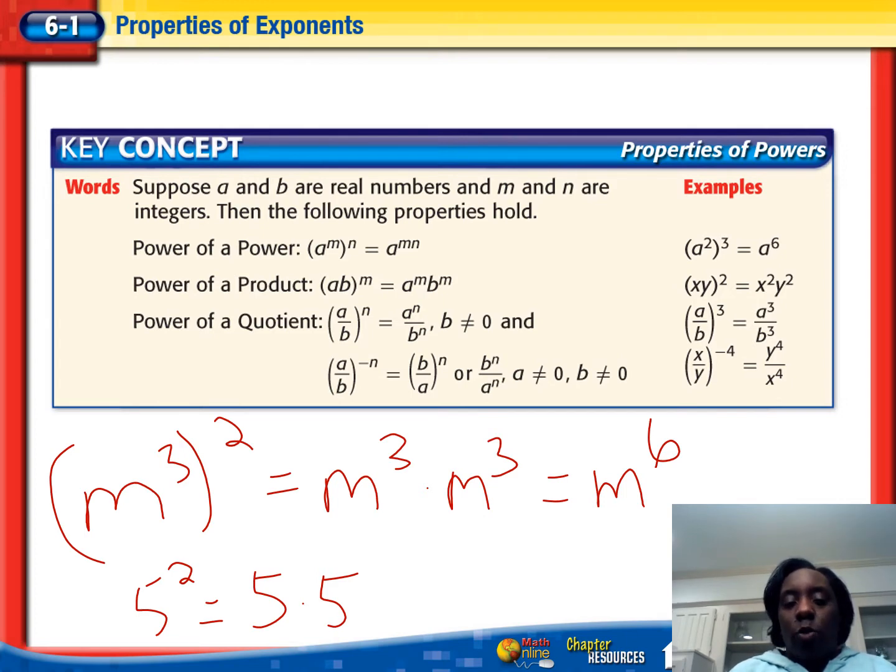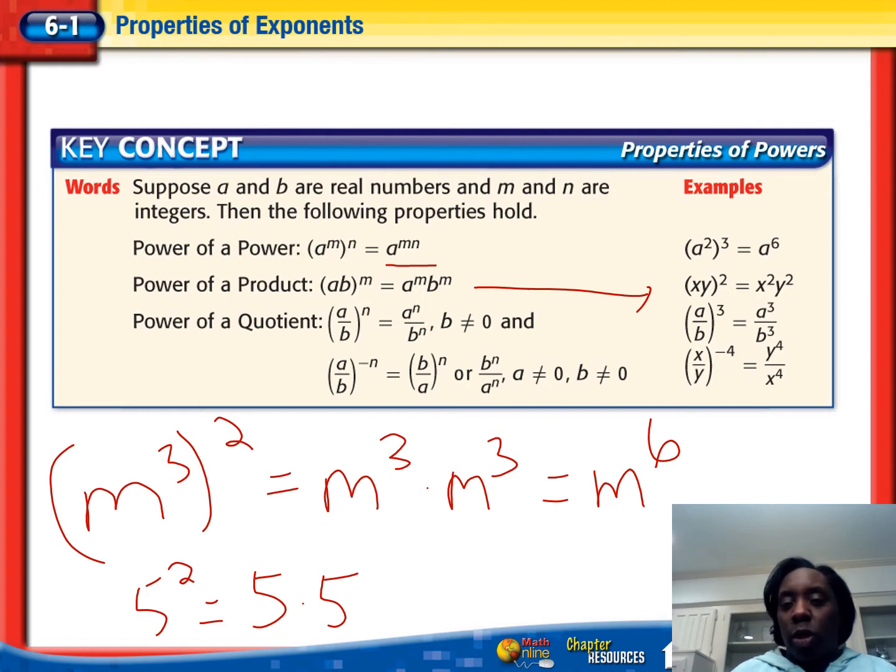So that means when I see a power to a power, the math is multiplication. 3 times 2 is 6, which is what they're saying here. And they're saying it will work the same as a product. So let's look at this one. xy to the second would be xy times xy. Hence, x squared and y squared. It's almost like distributing the exponent to each factor that's being multiplied.